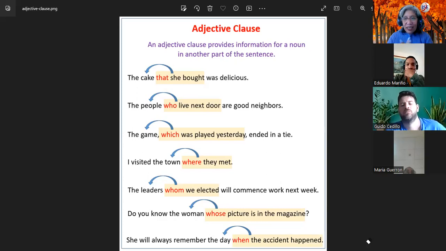Okay, that's why most of the time when we use an adjective clause, it is because we need relevant information to understand the sentences. Likewise here.